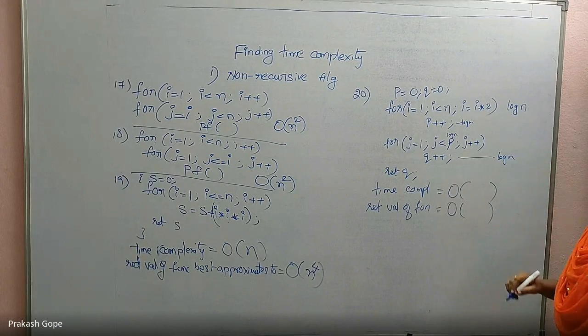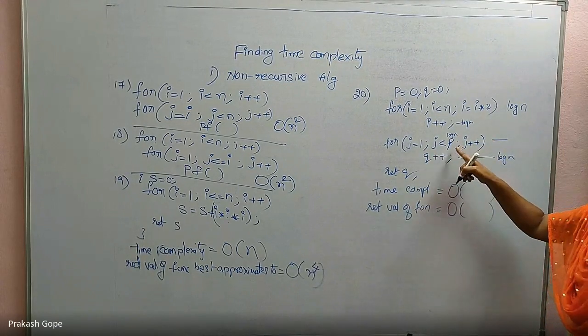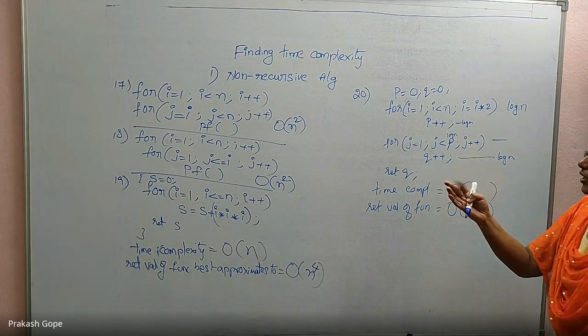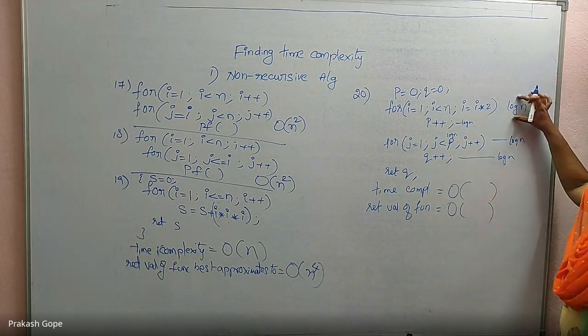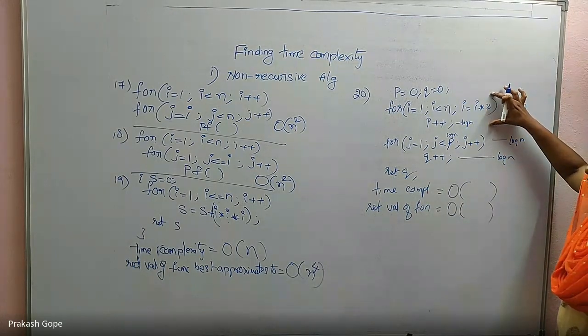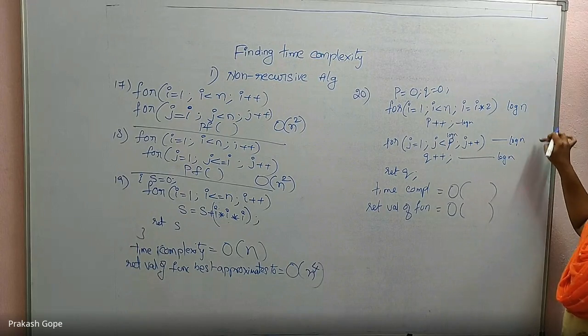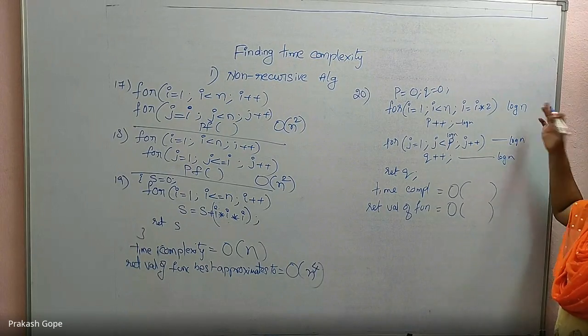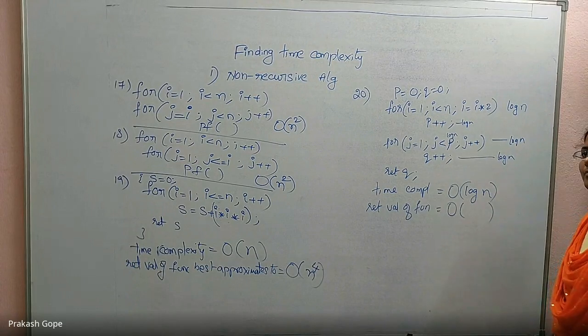But what is the time complexity? This for loop also runs from 1 to log n by incrementing 1. So 1, 2, 3 and so on, log n times. So this is also log n. This for loop will take log n time. This for loop will take log n time. So the sum of these two, which is nothing but the max of these two, is nothing but log n. That's why the time complexity is log n.